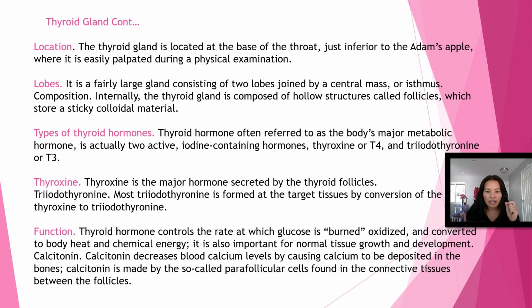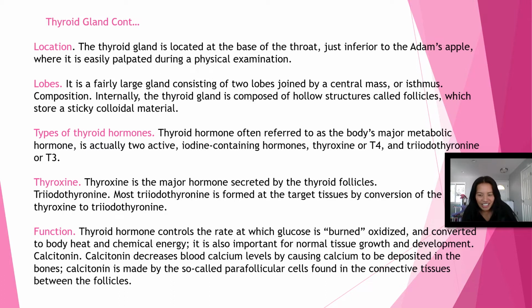So we have types of thyroid hormones. Thyroid hormones are often referred to as the body's major metabolic hormone. It is actually two active iodine-containing hormones, thyroxine or T4 and triiodothyronine or T3. So thyroxine is the major hormone secreted by the thyroid follicles. And on the other hand, triiodothyronine is formed at the target tissues by conversion of thyroxine to triiodothyronine. It's really hard to pronounce.